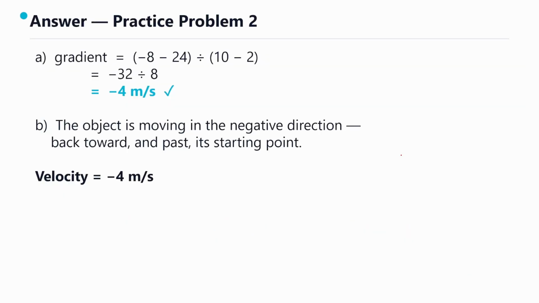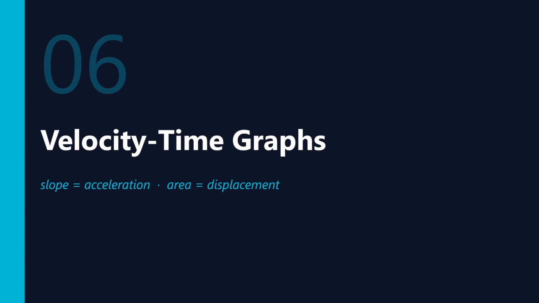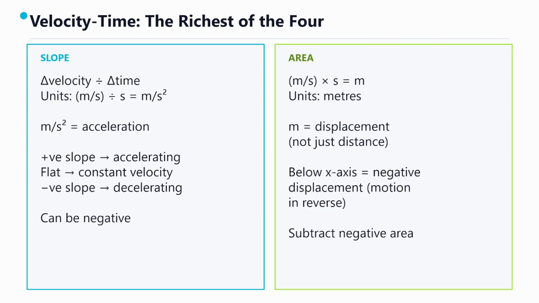Alright, next let's move on to velocity time graph. This is our last graph and it's the most complex of the four, where both slope, area and vectors are used here. So the slope is the change in velocity divided by the change in time, because velocity is on the y-axis and time is on the x-axis. The unit is meters per second square, and that means it's acceleration.